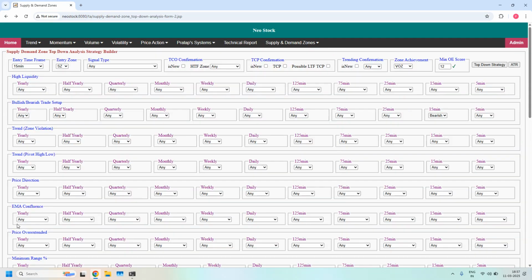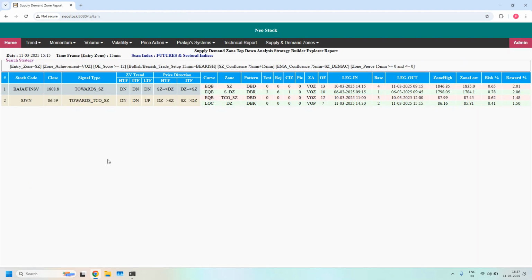Let's verify. In the EMA confluence at 75 minutes time frame, I am checking 75 minute supply zone having daily EMA confluence. We got 2 stocks. So these 2 75 minute supply zones might have more high probability to get success.